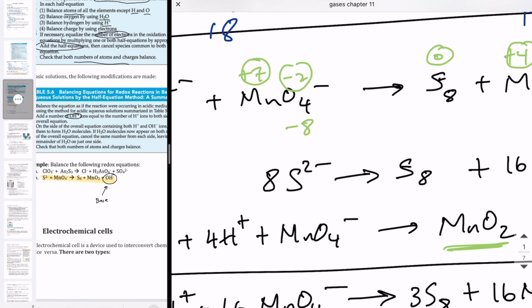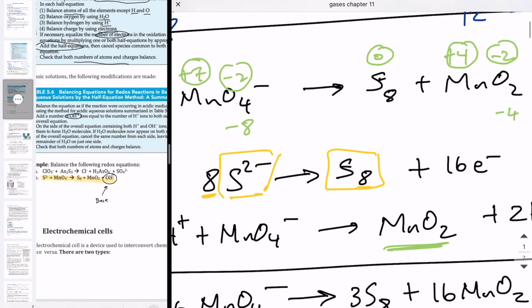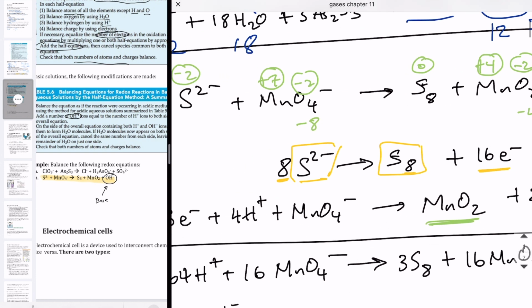So again, I started initially with just this and that, and then I noticed that I need to have 8 of this, so I put the 8 in front of it. Once I have 8 there, I don't need to balance oxygen or hydrogen here because they're not present in this equation, but I do need to balance the charges, so I add 16 electrons on the right side, and that balances that top equation.